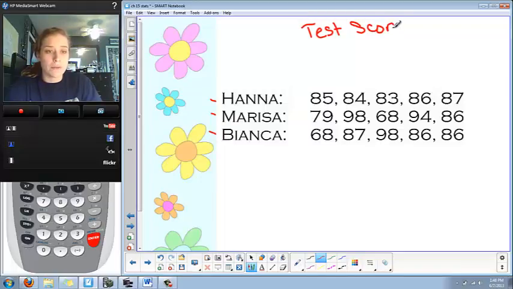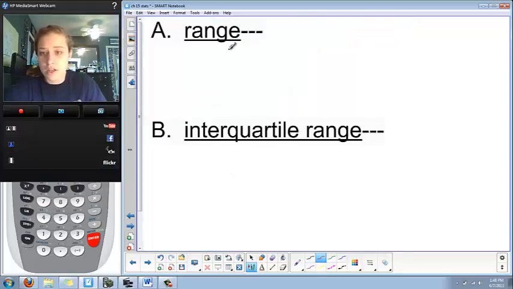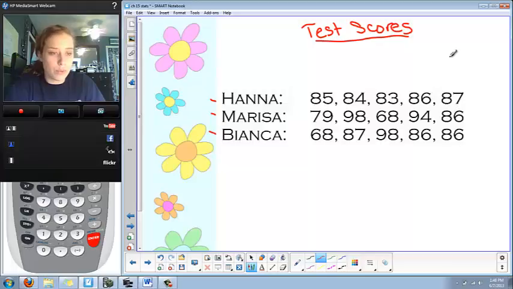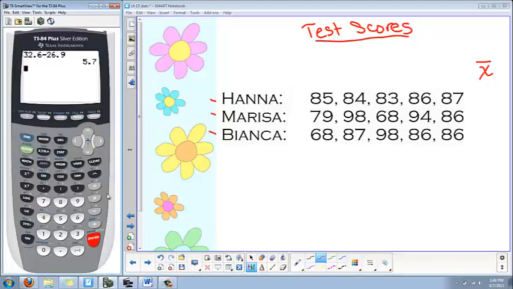So as we talk about each of those measures of dispersion, we're going to keep coming back to these 3 girls. So the first measure of dispersion that we can use is range. Actually, before I do that, I just want to take a look at what kind of students these girls are. So normally we compare students based on their averages, right? So let's just take the average of all these students. Hannah is the first girl.